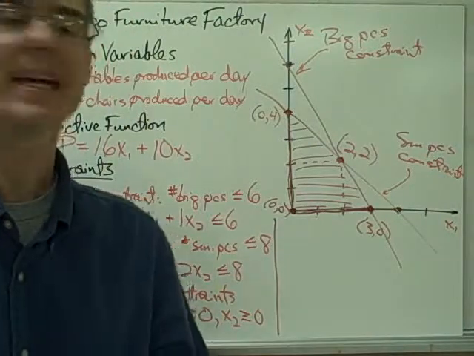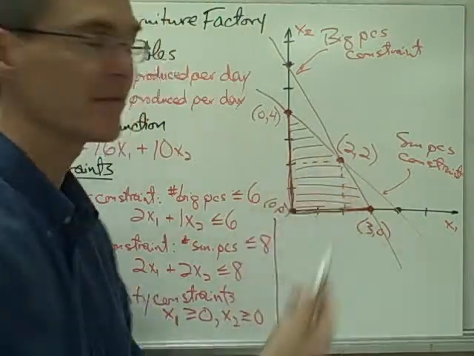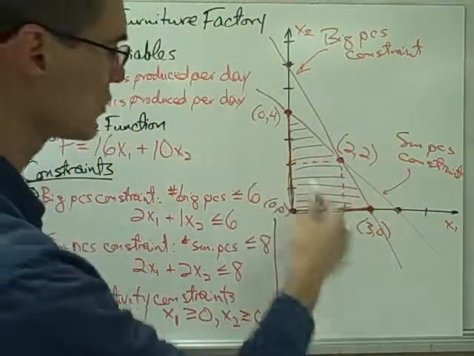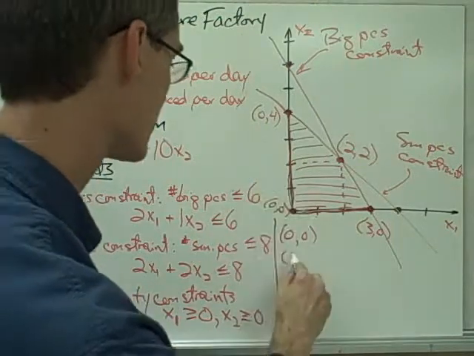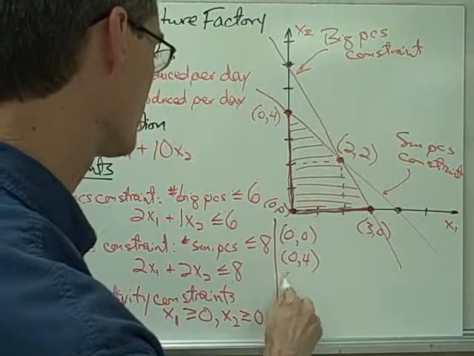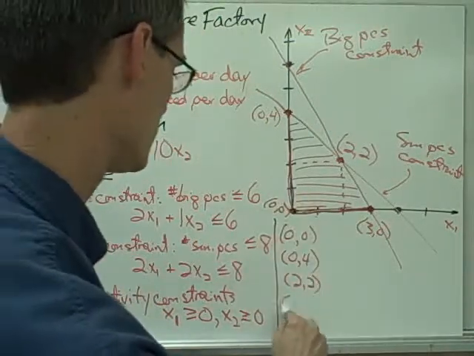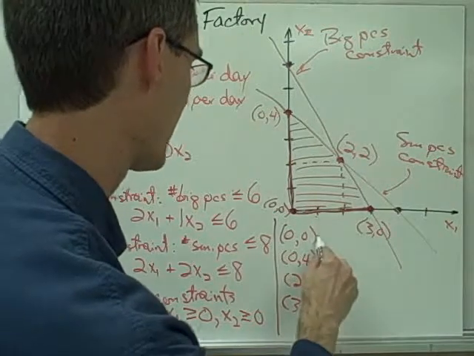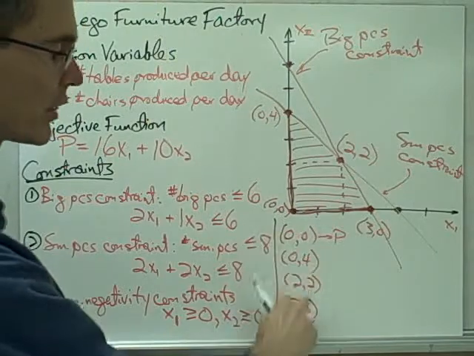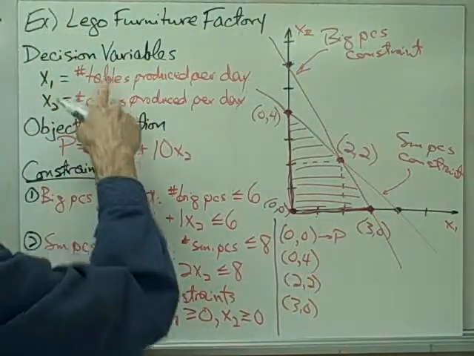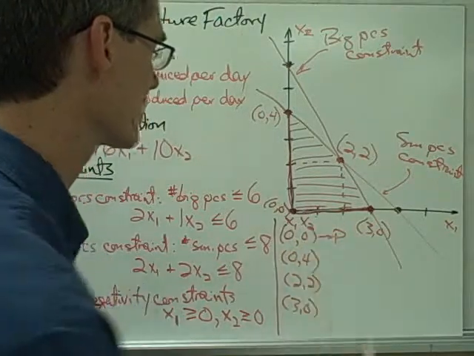Now I want to calculate what is the profit that I would make at each one of these corner points. In other words, for each one of these corner points, how much profit would I generate? Well, let's try them out and see. Write down my 4 corner points. 3, 0. And let's just calculate the profit for each one of these corner points, or for each one of these combinations of tables and chairs produced. Remember, this is x1, it's my first coordinate, x2 is my second coordinate.